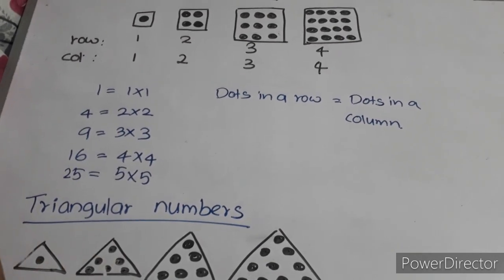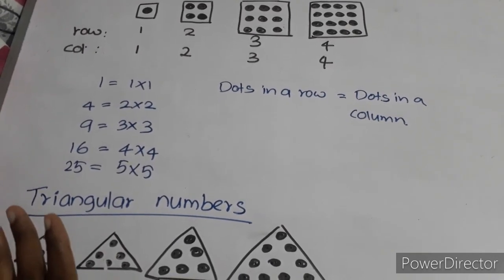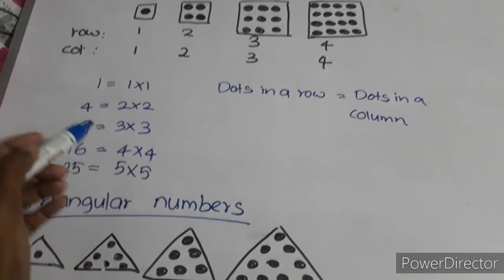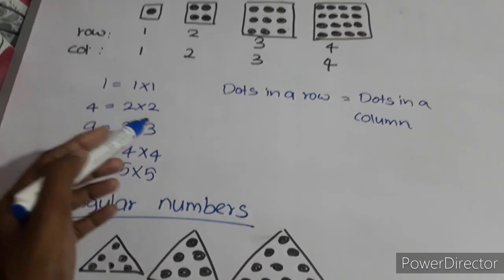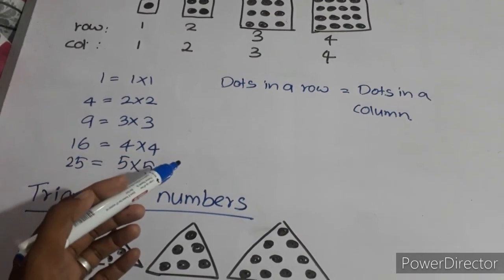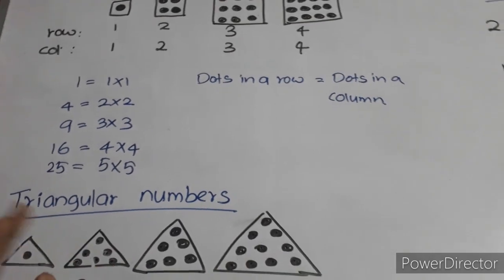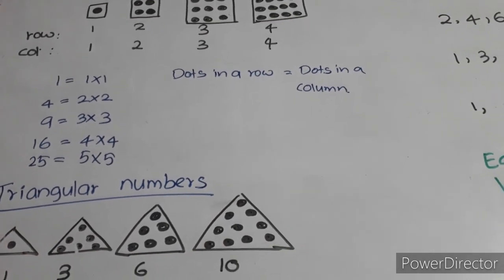So for square numbers, you have to remember the rows and columns are equal. It means we have to multiply by the same number twice. Then we get a square number. That is the square number.